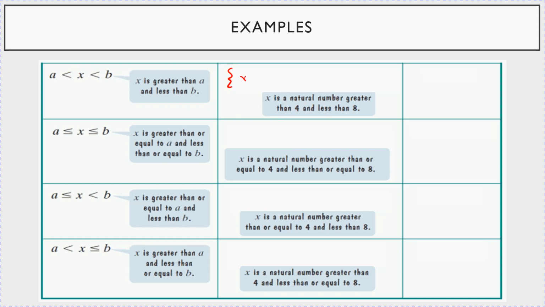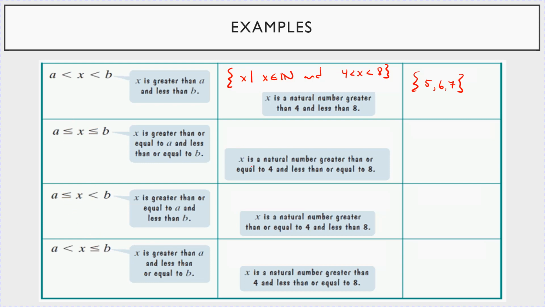In set builder notation, it would be x such that x is an element of the natural numbers, and it's greater than 4 but less than 8. That would just be the numbers 5, 6, or 7, because you have to be strictly less than and strictly greater than. Then you can have the equal sign under it, and it can be under both inequalities or under just one.